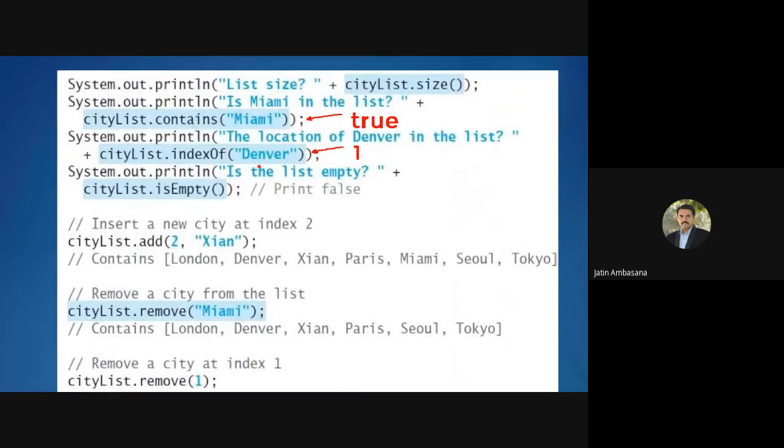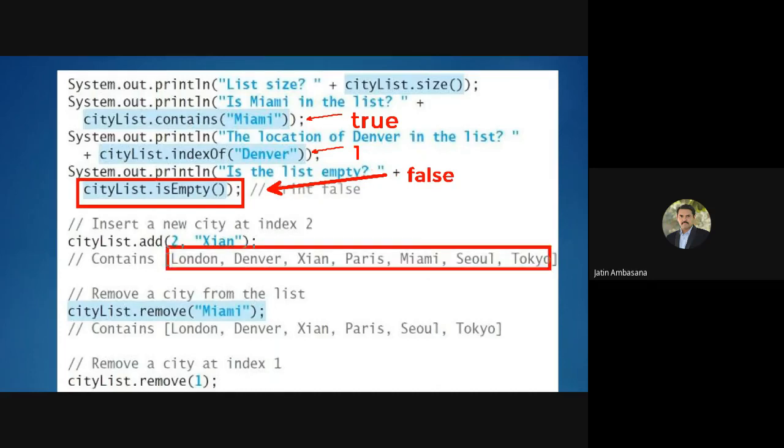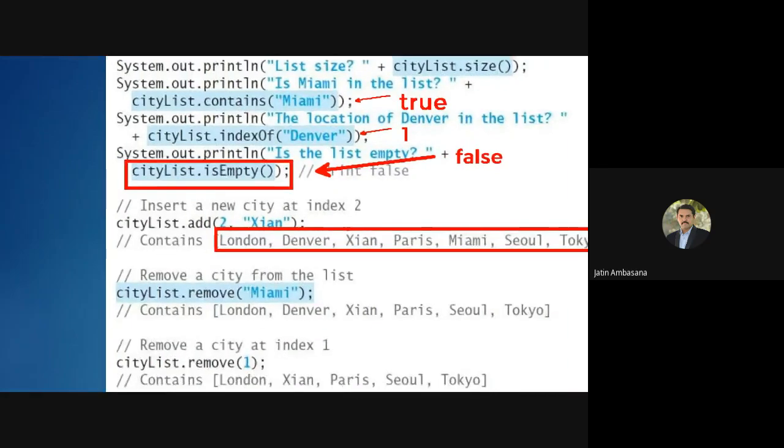Now see, we check whether this particular ArrayList is empty or not. We say cityList.isEmpty(). So this will return basically false. The list is not empty, the list is populated. The list is populated with strings.